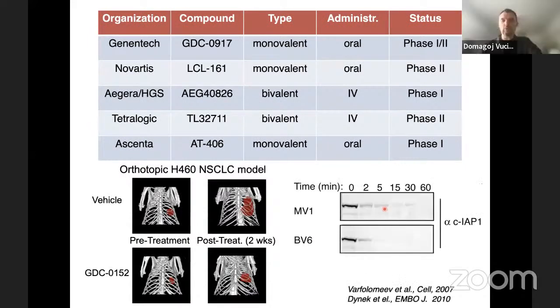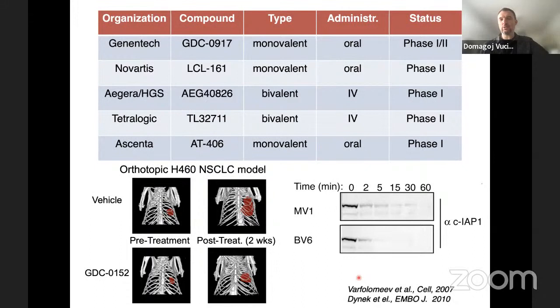And interestingly, what we observed then, that some of these compounds, especially bivalent, cause massive, very rapid degradation of CIP1, cellular inhibitor of apoptosis. It's just within minutes. Monovalent also, but less fast. Bivalent very quickly causes that. So I'll just tell you how we figure out what's going on here, because we didn't understand.